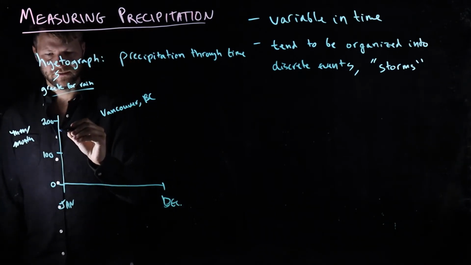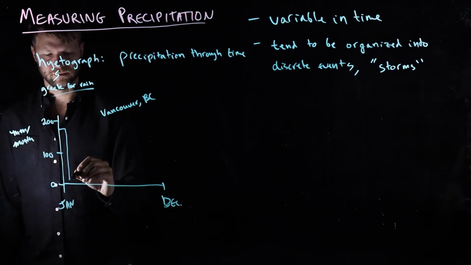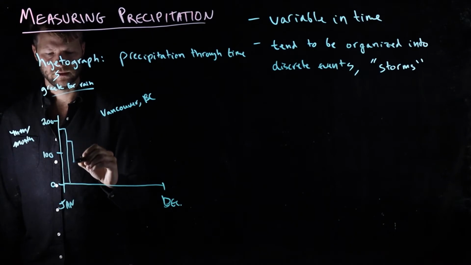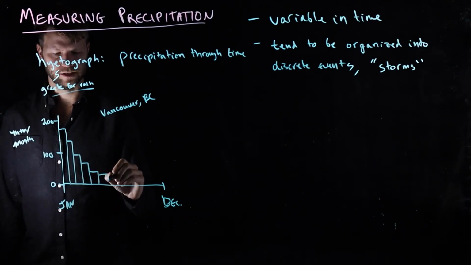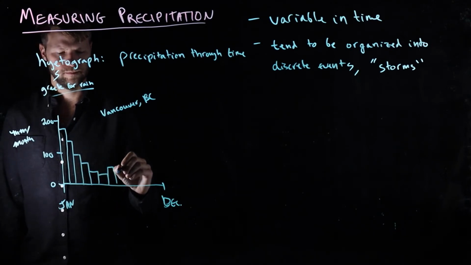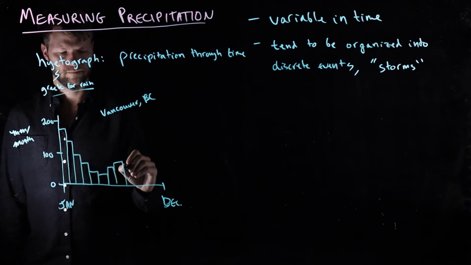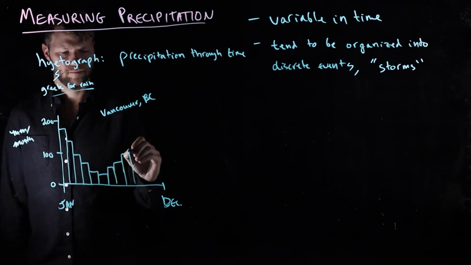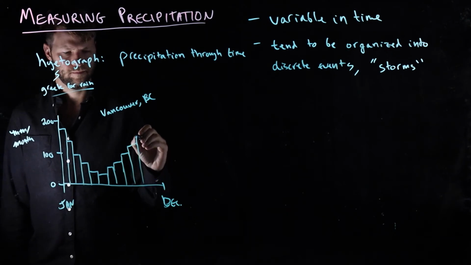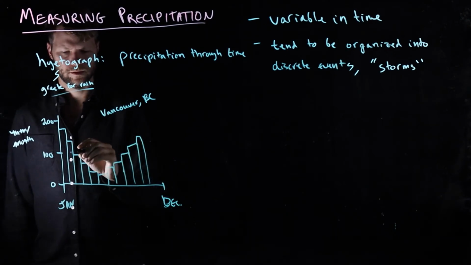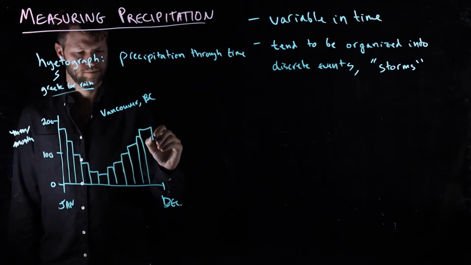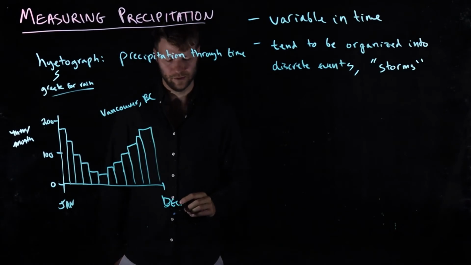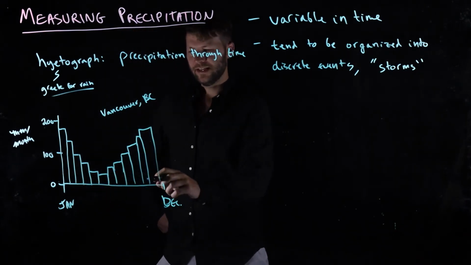And we know that it's fairly seasonal, so it's very rainy in the winter. It's pretty dry in the summer. One, two, three, 4, 5, 6, 7, 8, 9, 10, 11. And then again, it's rainy in the winter. This is over an annual time scale.